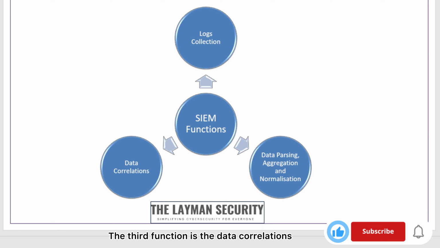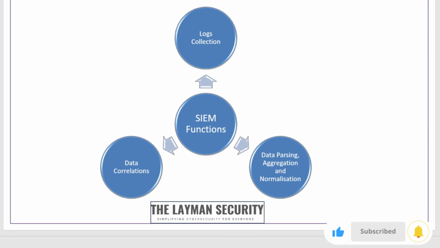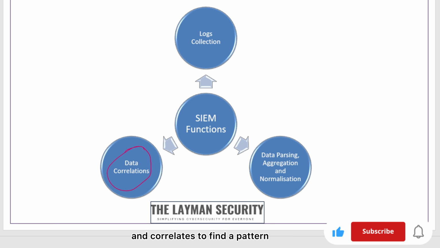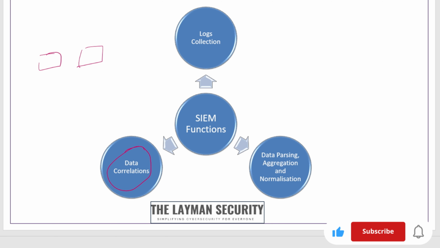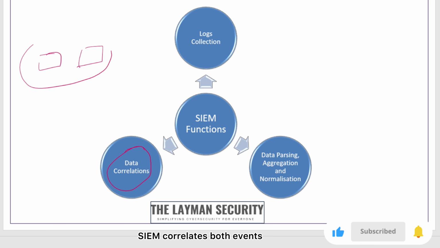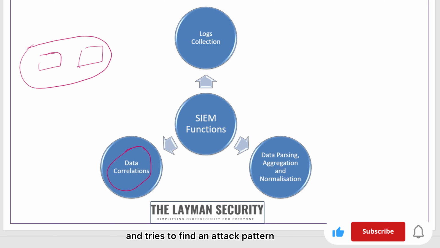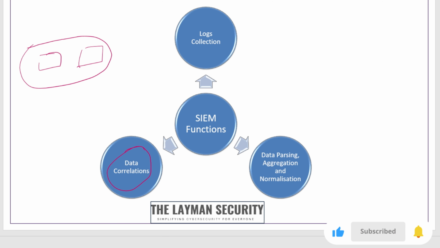Okay, the third function is data correlation. SIEM connects different events and correlates them to find a pattern that may indicate an attack. It means there are two different events. So SIEM correlates both events and tries to find an attack pattern.